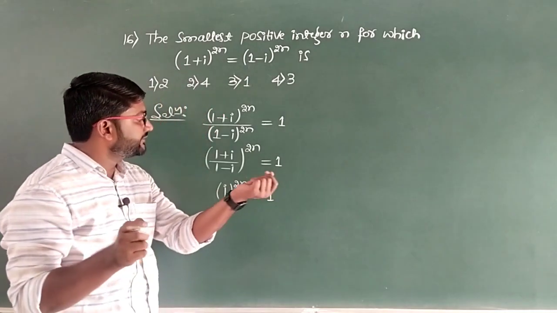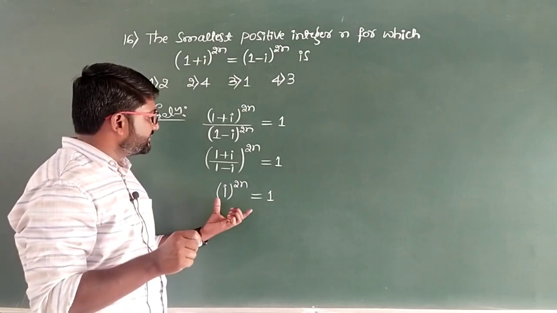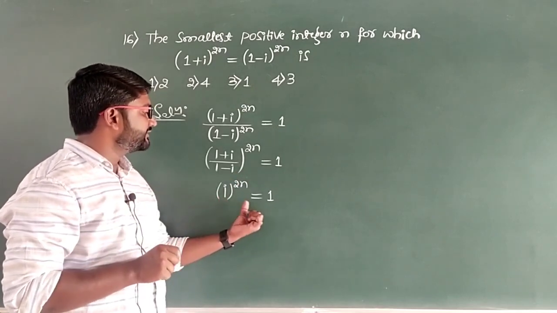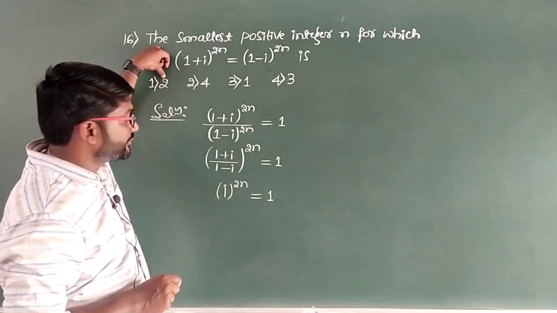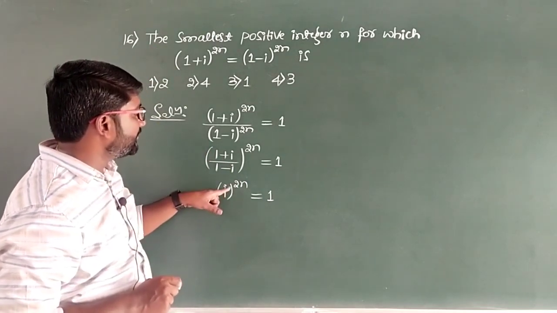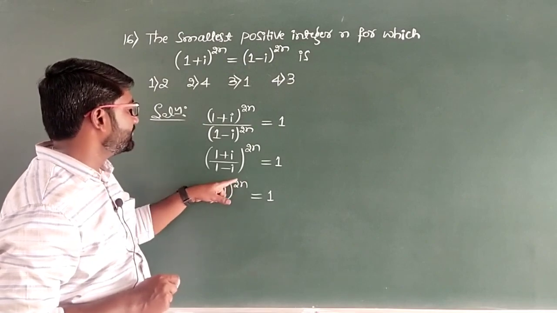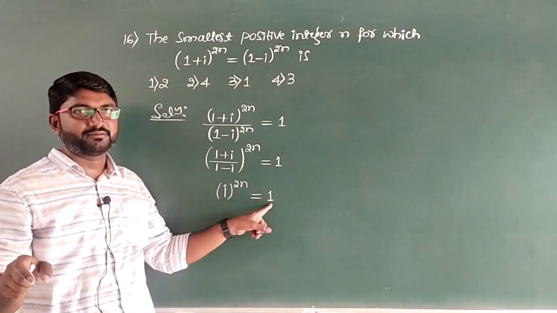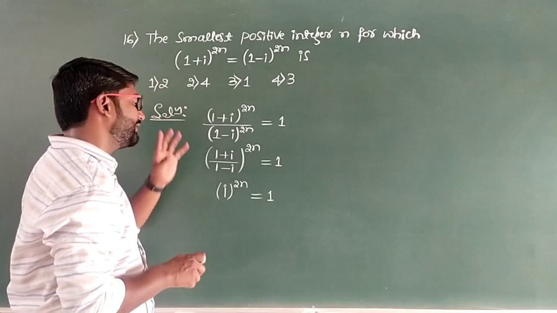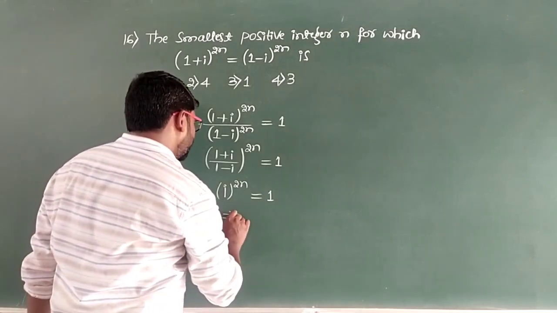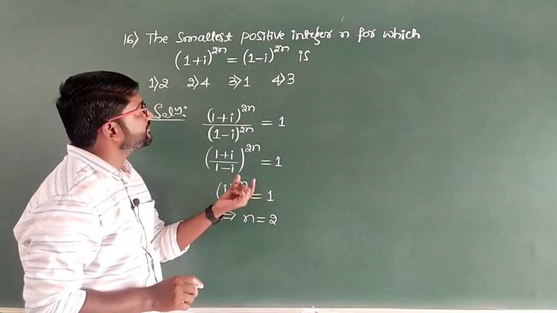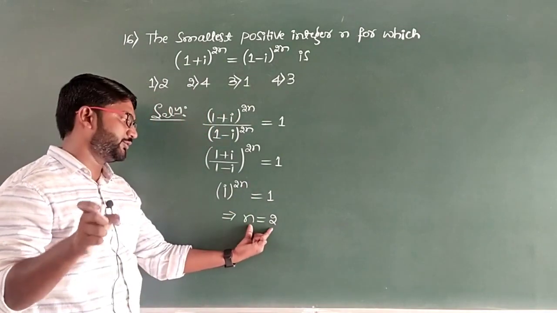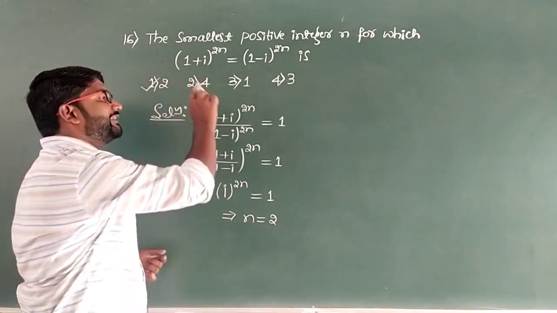So now consider the values of n and check which option is going to give us LHS equal to RHS. I will take option 1 now. The value of n is 2. So here i to the power 2 into 2 will be 4. i raised to 4 is equal to 1. That means option 1 is the correct answer. This implies the value of n is equal to 2. The smallest positive integer n is nothing but 2. Option 1 is the right answer.